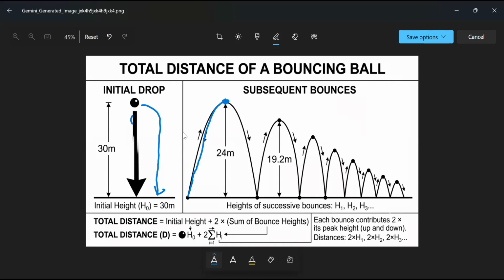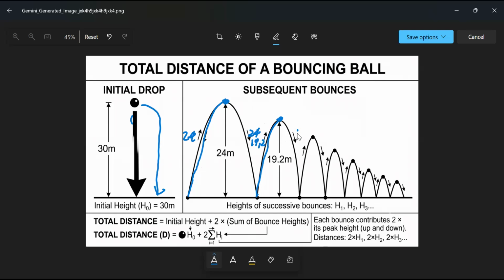Now, when we were calculating sum to infinity, here's what we considered. We considered that the ball is going to start at the height of 30, and then it went to 24, and then it went to 19.2. So that's what we considered. But now in this case, we need to consider that after the first bounce, the ball is going to be rising and dropping.